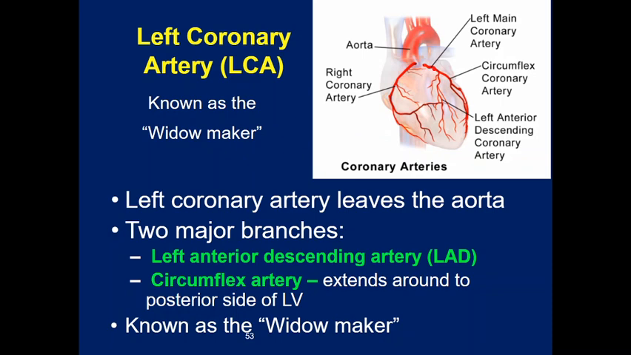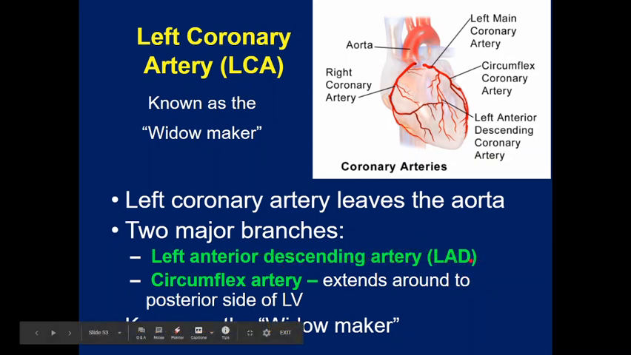The left main has two big branches. It has the left anterior descending artery, so it branches right about here. On the anterior surface it goes anterior descending, and then it has a circumflex, which goes behind the heart. Circumflex means around, so behind the heart. So the left main branches into the left anterior descending and the circumflex. We call the circumflex the circ, and the left anterior descending is called the LAD, which is annoying as well, because it should be the LADA, left anterior descending artery, but we just call it LAD.